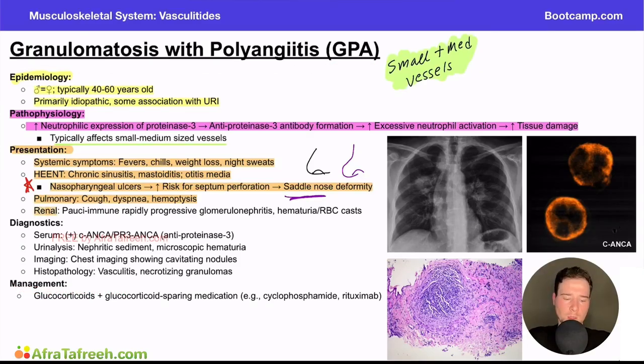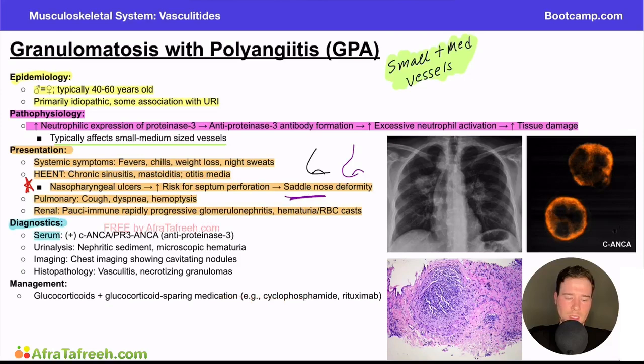And the third thing is going to be the renal involvement. So this is classically going to present with pauci-immune, rapidly progressive glomerulonephritis, hematuria, and red cell casts. Remember, the term pauci-immune means that there is little activity of immune complex or antibody deposit in this particular type of rapidly progressive glomerulonephritis. Now, when we think about the diagnostics here, this is a commonly tested area that will get you on this question.